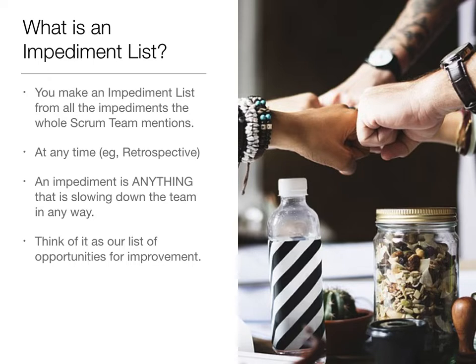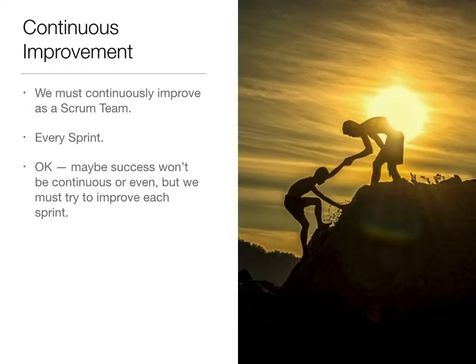A lack of a babysitter, we need better automated testing, we lack this one particular expert, we don't know how to use this method. Any kind of a thing could be an impediment. Any kind of a thing could be slowing us down as a team. So we think of it as our list of opportunities for improvement. This is all in the realm of continuous improvement, as almost any good business person will tell you. We have to be continuously improving. So this is one of our key methods of continuously improving as a Scrum team.